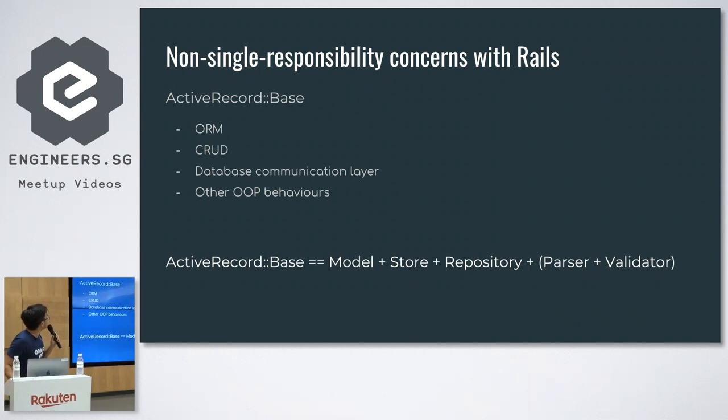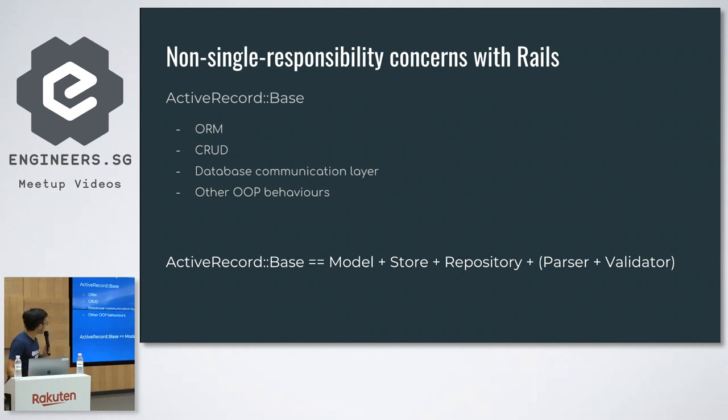So let me give an example of what is not single responsibility. ActiveRecord::Base is a very common component of Rails. It is actually an ORM on its own. It has attributes, it has relations. You can mutate the object on its own. It is a database access layer where it can pull data and persist data onto the database. More awesomely, it has all the OOP behaviors. So there's no way you can predict, before you walk into an ActiveRecord file, what is there. And once you cannot predict things, you can't reuse anything.